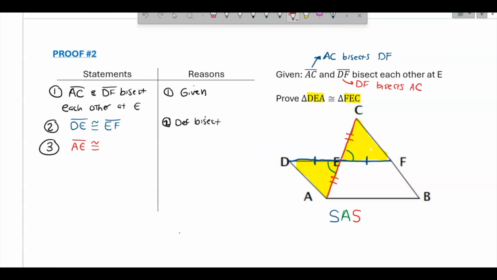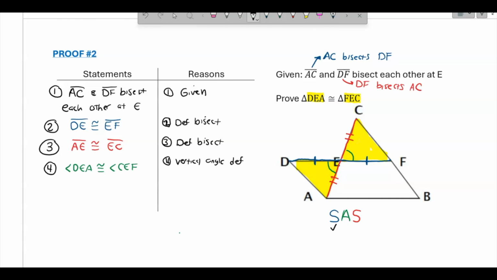Now, if you want to organize it that way, you can do it that way if that helps you when processing the problem. Your call. But in this case, I am applying both definitions of bisect and how it applies since they bisected each other. Then I will go ahead and talk about the vertical angles. And so we're going to say that angle DEA is congruent to angle CEF, and that's our vertical angle definition.